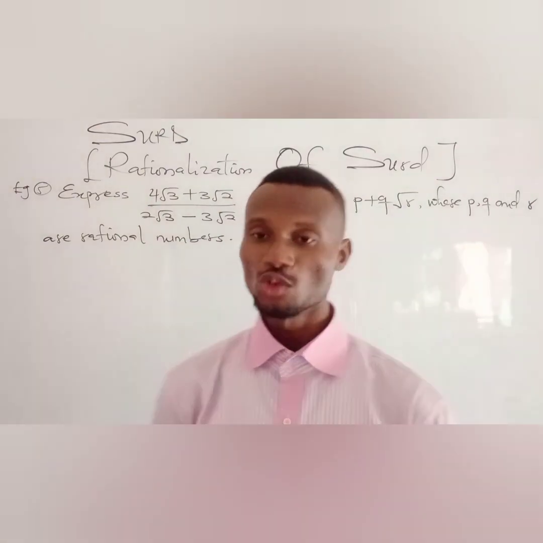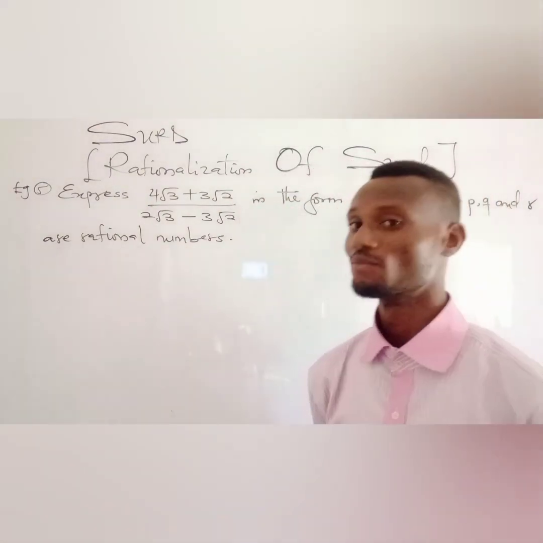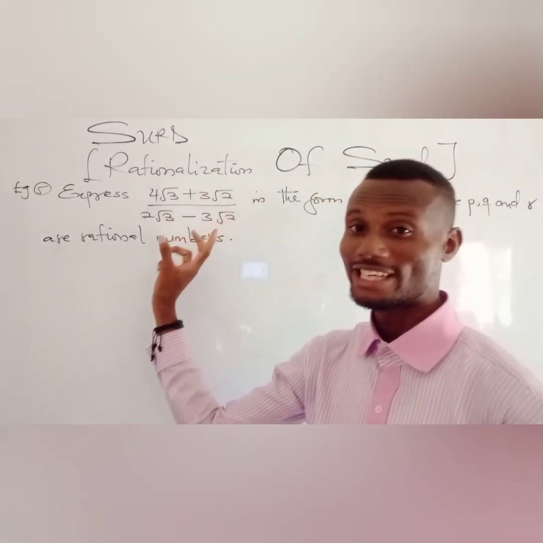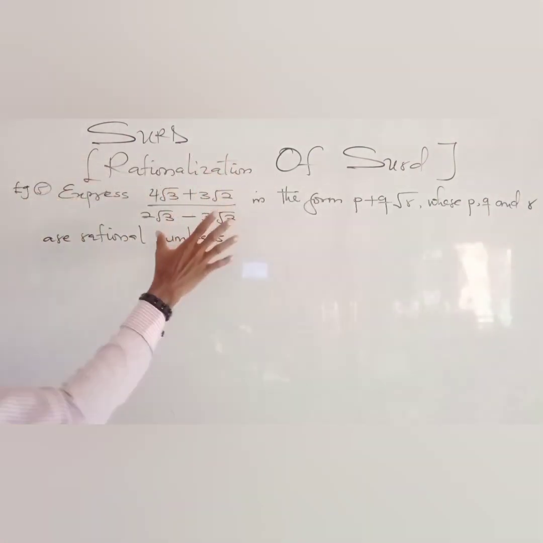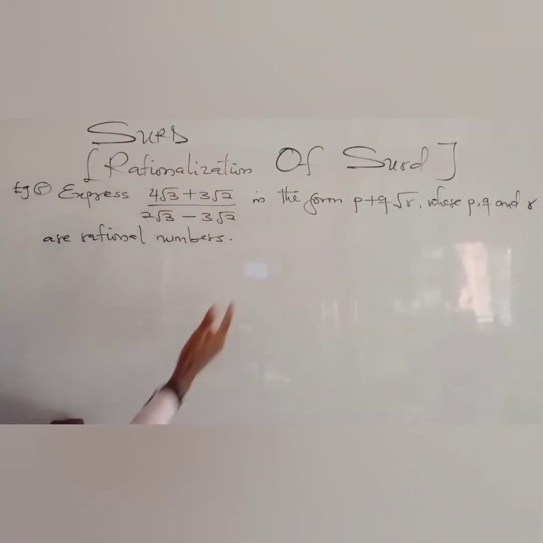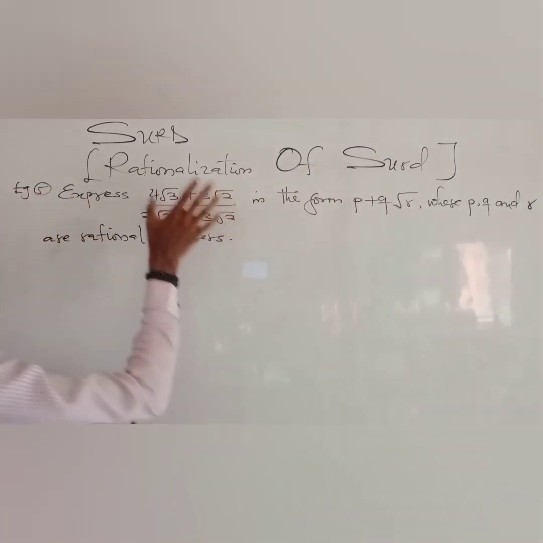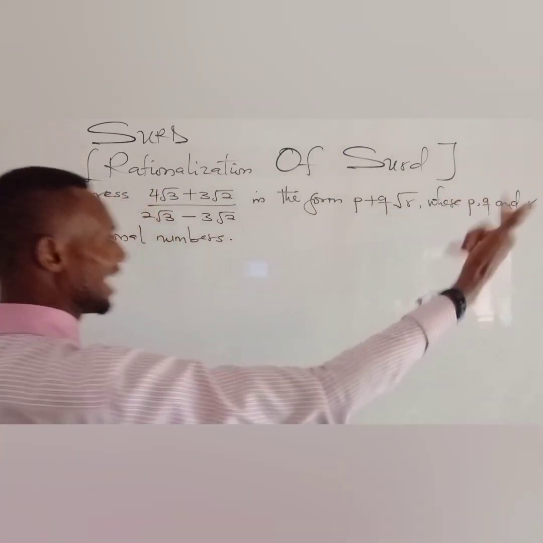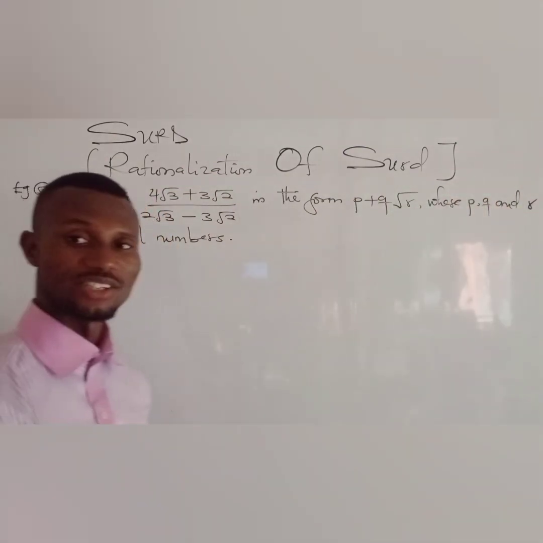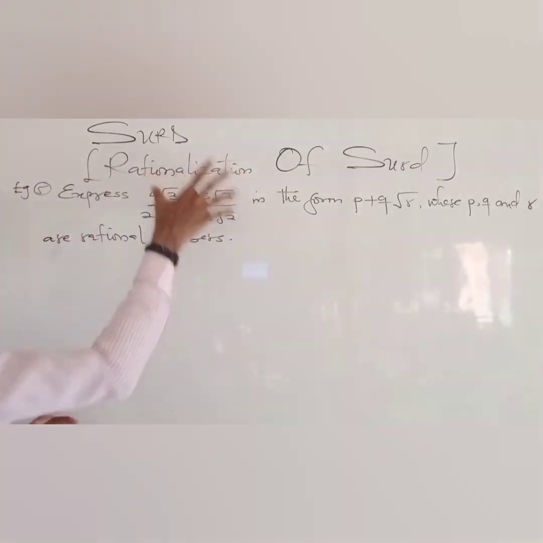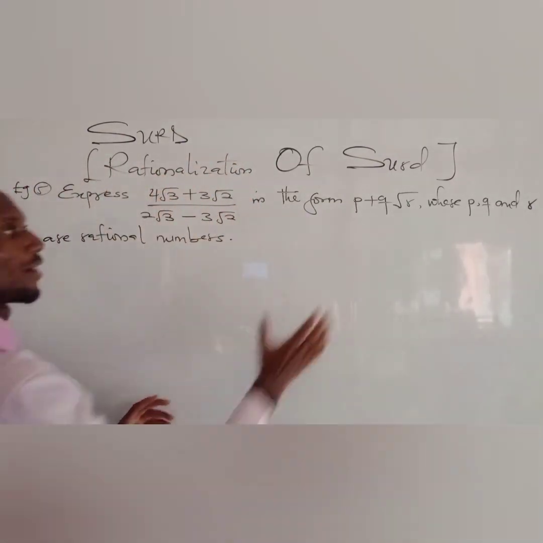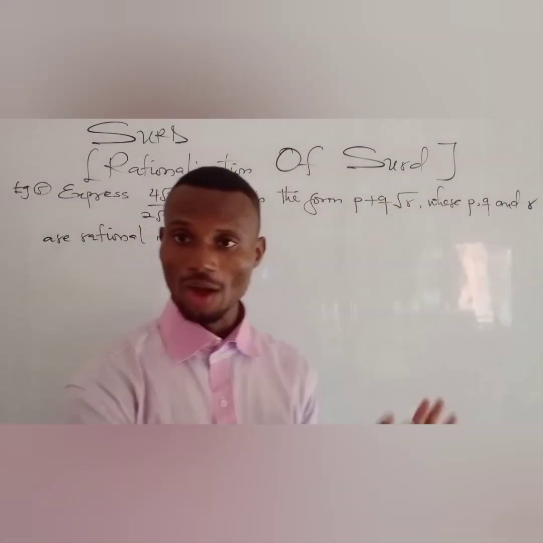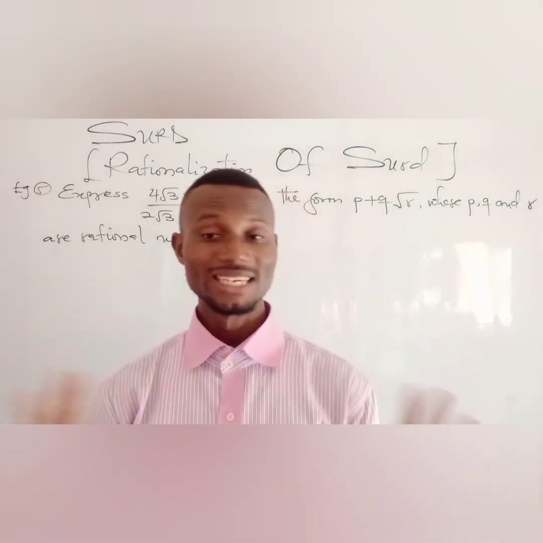So for us to be able to answer this question, the only way to go about it is to rationalize this fraction that you have been given. This fraction contains surds, and the question is saying that we should express it in the form p plus q root r, where p, q, and r are rational numbers. So if we are able to rationalize this one, we will get an answer of this nature, then we are going to be able to identify our p, q, and r. So that is the meaning of the question.